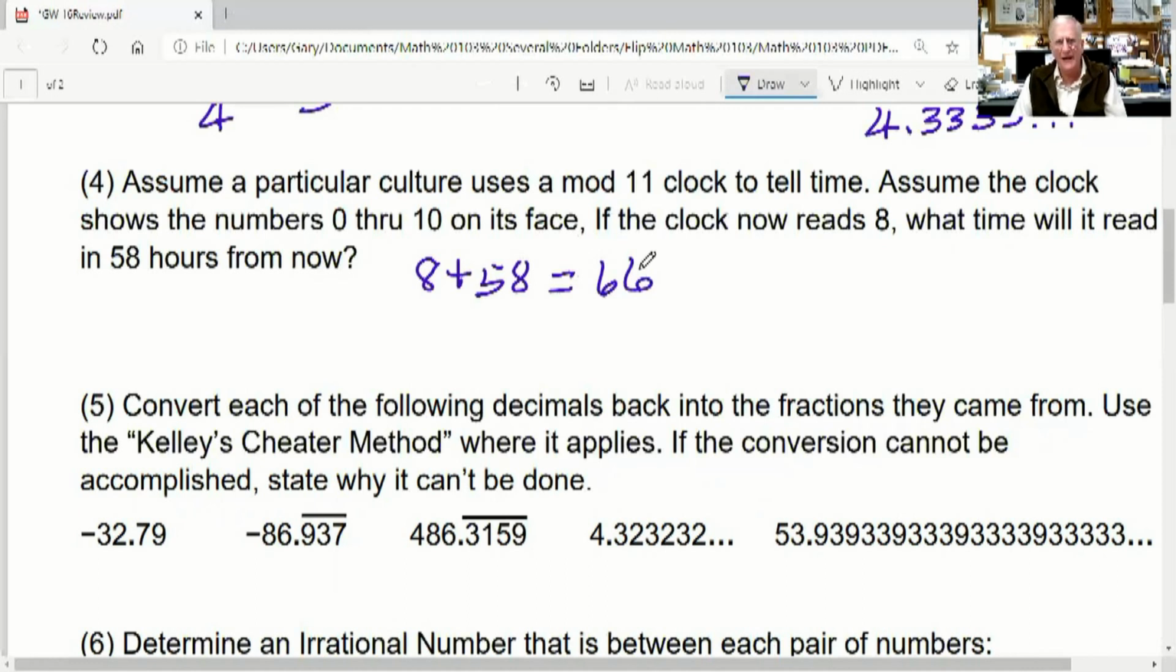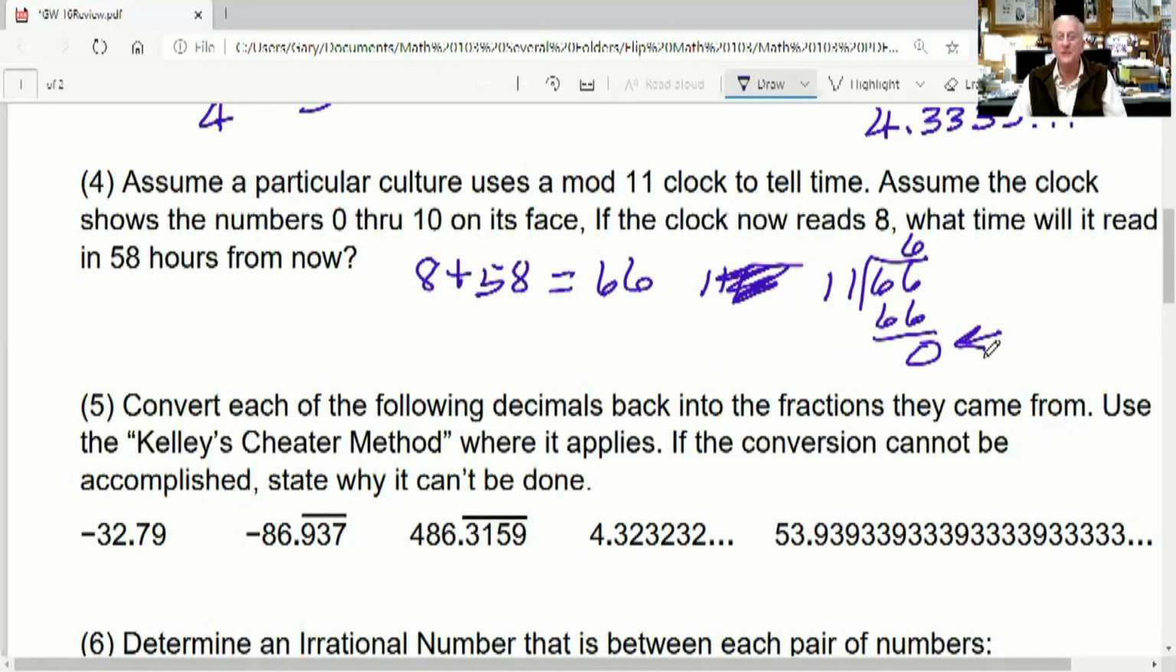Now, how do I convert 66 into a mod 11 number? Let's start that again. I take 66 and I divide it by its mod number, 11. All right? It goes exactly 6 times, right? So what time is it? The time is 0. So our hand would point to the 0 on the clock.